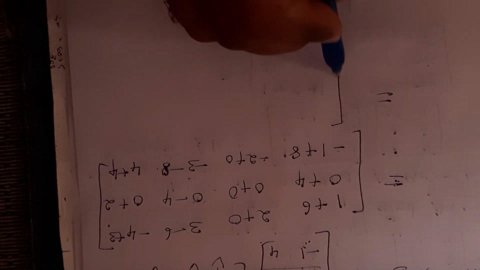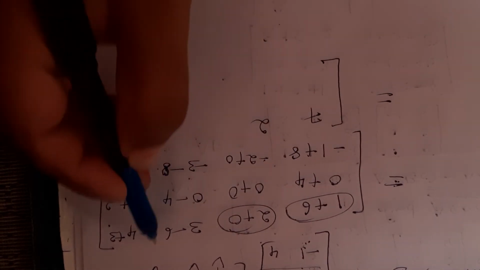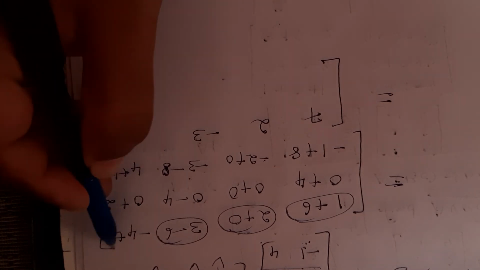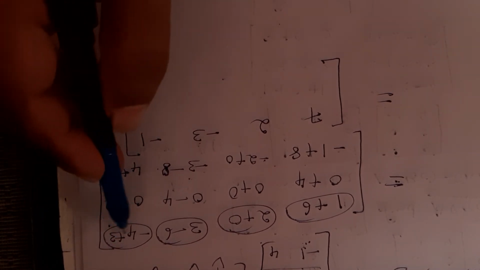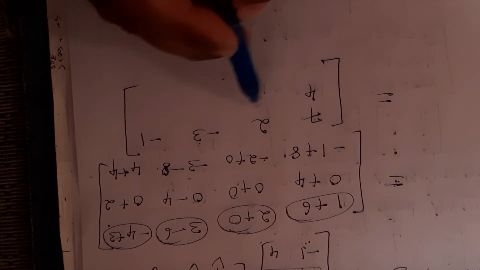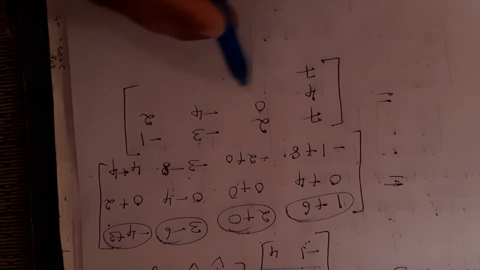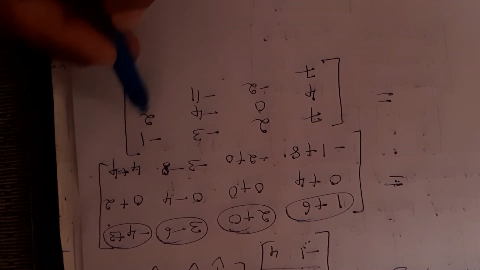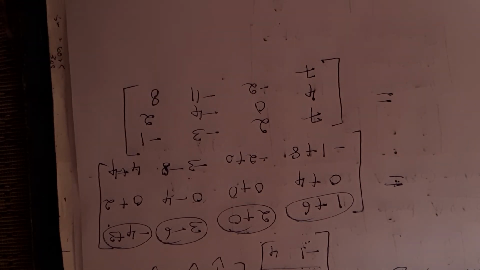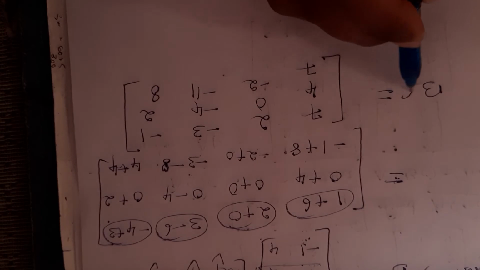So let me make the simplification here. Observe here, 1 plus 6, that is 7. 2 plus 0, 2. 3 minus 6, minus 3. Minus 4 plus 3, that is minus 1. The bigger number is 4 here, so minus 1. 0 plus 4, 4. 0. 0 minus 4, that is minus 4. 0 plus 2 is 2. 1 minus 1 plus 8 is 7. Minus 2 plus 0, that is minus 2. Minus 3 minus 8, that is minus 11. 4 plus 4 is 8. So it is the product BC.